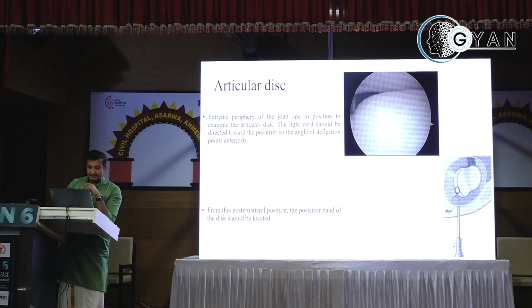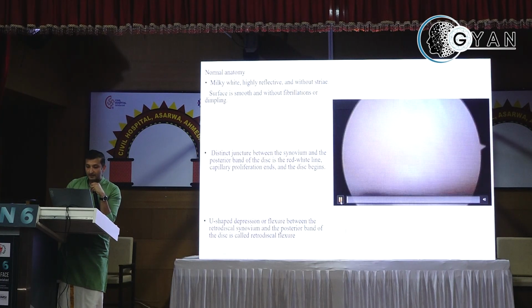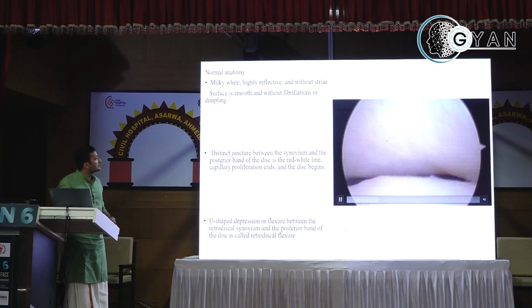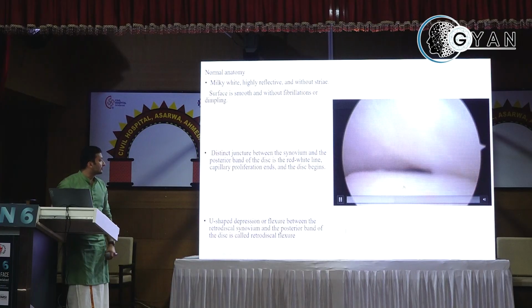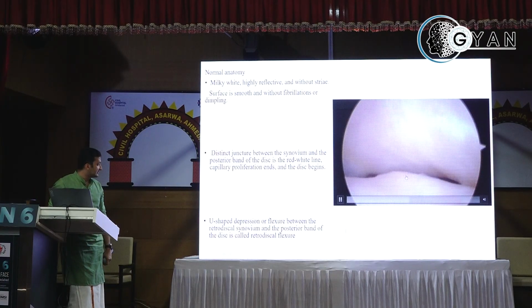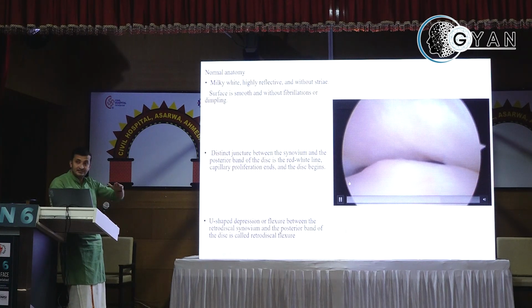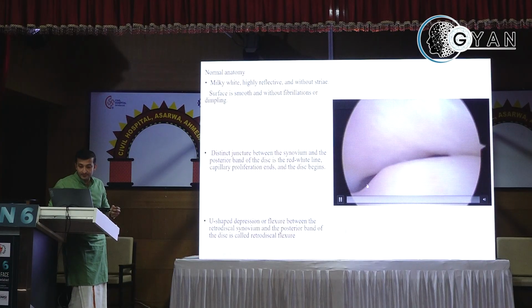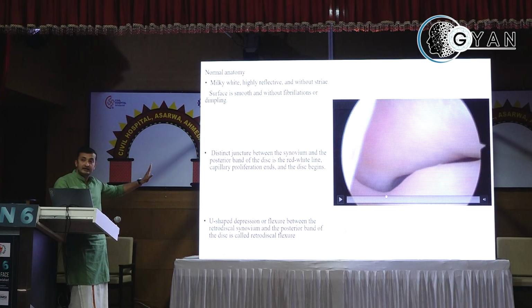Moving on to the articular disc. Articular disc, you know, it is white in color. It's got an anterior band, a posterior band, and an intermediate zone. So what you see above is your articular eminence, and what you see below is your disc. And you see this small groove here. That's where the retrodiscal tissue gets attached to the posterior band of the articular disc. This U-shaped depression is where the retrodiscal tissue becomes the articular disc.